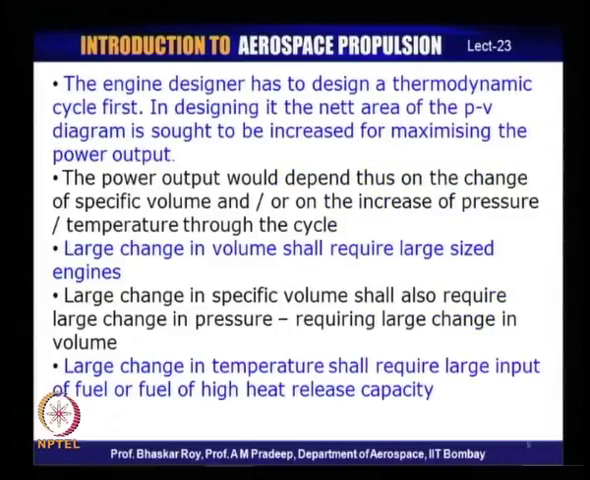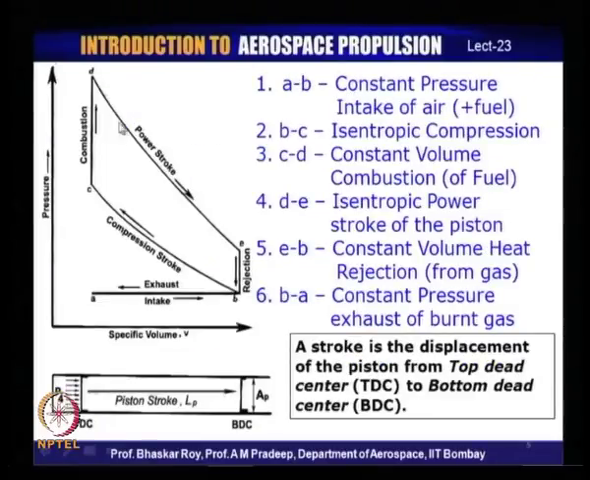The net area of the PV diagram in this thermodynamic cycle diagram is sought to be increased for maximizing the power output. Now, what we can see here, this was the power stroke and this is the input stroke. So, this is the so called output stroke, this is the so called input stroke. Typically, it is understood that the area subtended under this is essentially the output work. So, the entire area under the curve D E is the output work. On the other hand, the entire area under the curve B C is the input work.